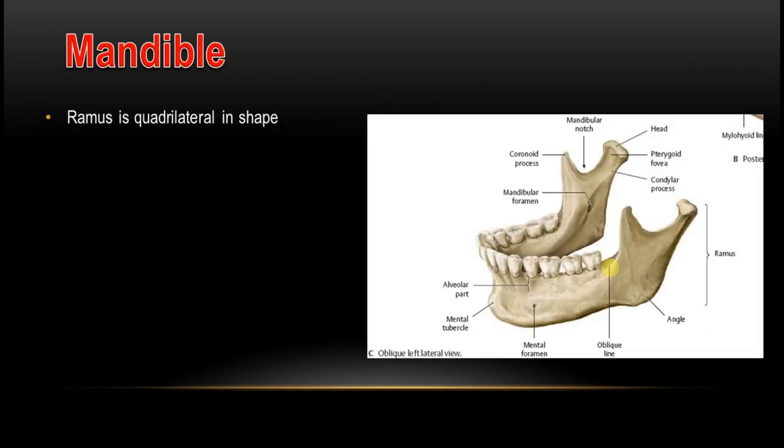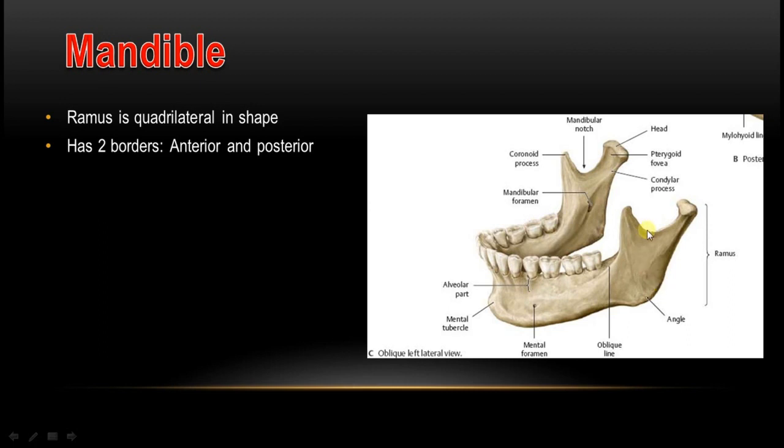Next, coming to the ramus of the mandible, somewhat quadrilateral in shape, you are able to see. So it has got an anterior border, then it has got a posterior border. The posterior border and the inferior border of the body, base of the mandible, meet to form the angle of the mandible, which is 110 degrees in case of the adults. In children, the angle is actually around 140 degrees, or it is an obtuse angle. Okay, angle of the mandible.